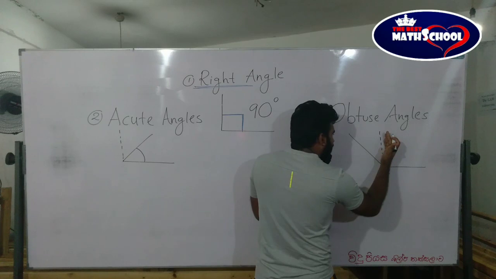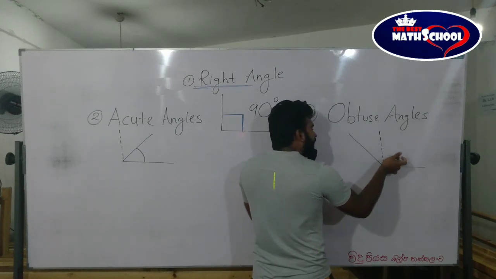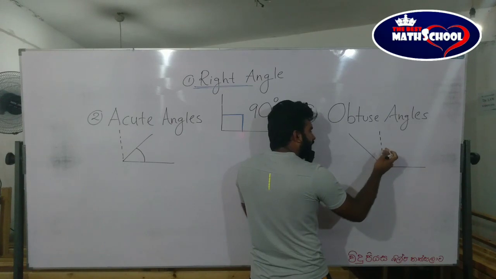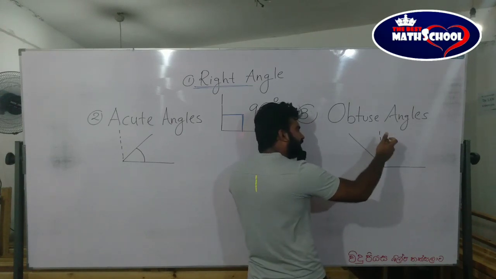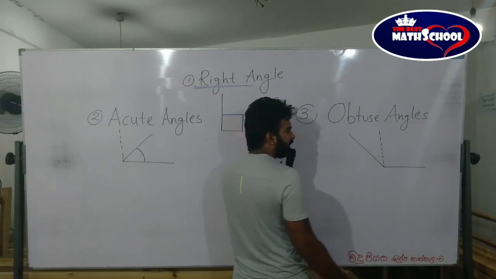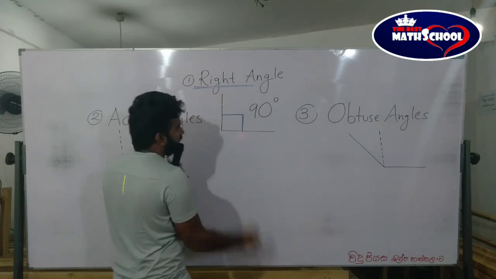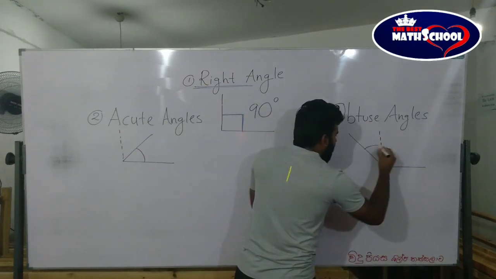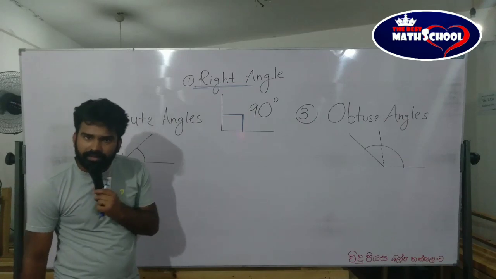So if the arm moves this way, that means here it was 90, now it is coming more than 90, 91, 92. Likewise, it is getting bigger. That means this will be larger than the right angle, right? So these types of angles, we call them obtuse angles, right?